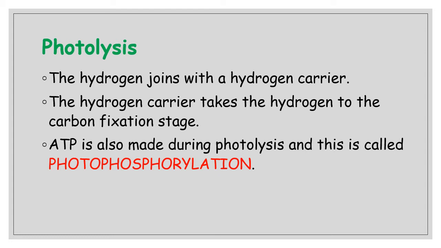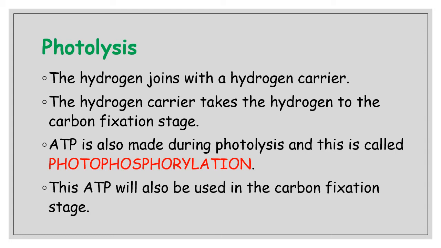That's then called photophosphorylation. So the process of adding phosphate onto ADP to make ATP is phosphorylation, and because it's done by light, that makes it photophosphorylation. And that ATP is also used in stage 2, which we'll go on to next.